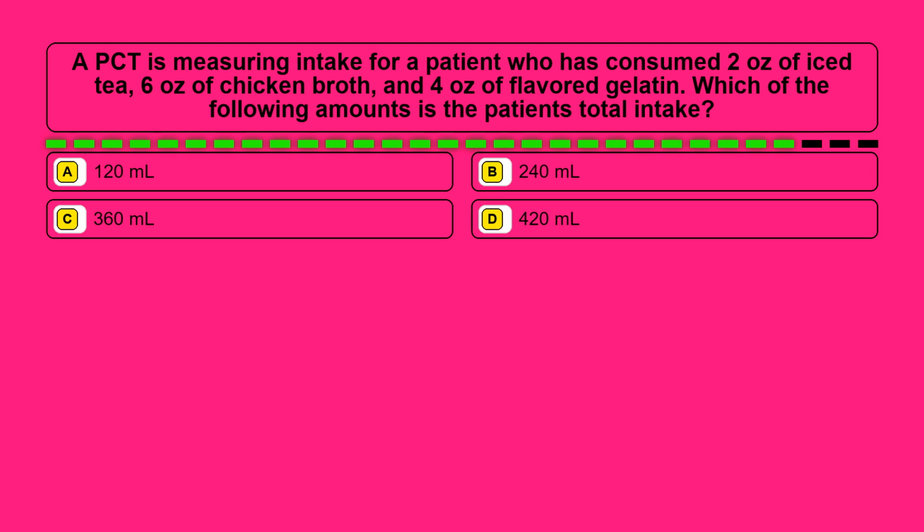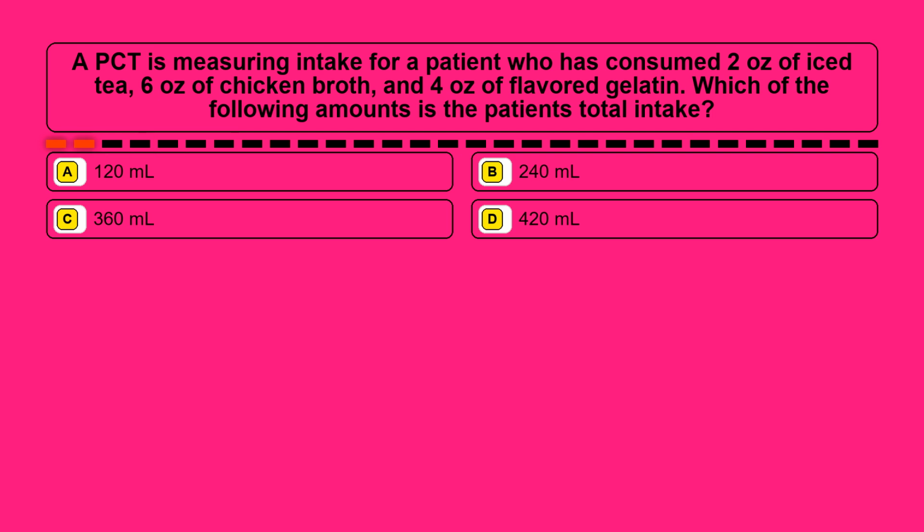Question 20. A PCT is measuring intake for a patient who has consumed 2 ounces of iced tea, 6 ounces of chicken broth, and 4 ounces of flavored gelatin. Which of the following amounts is the patient's total intake? Option A. 120 ml. Option B. 240 ml. Option C. 360 ml. Option D. 420 ml.